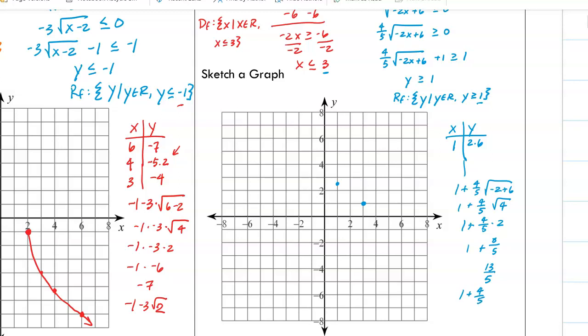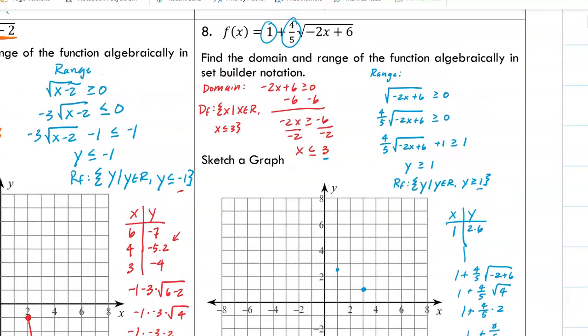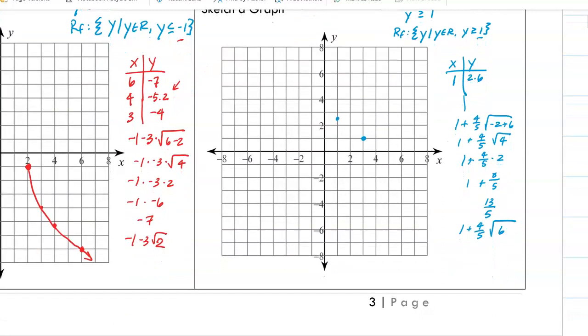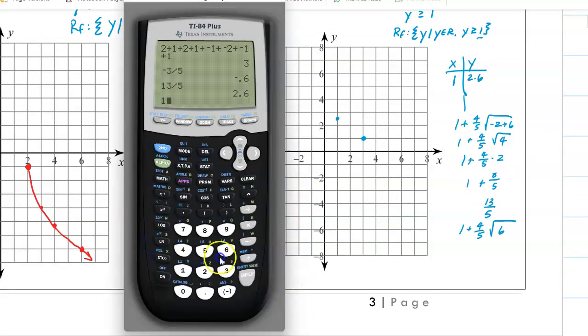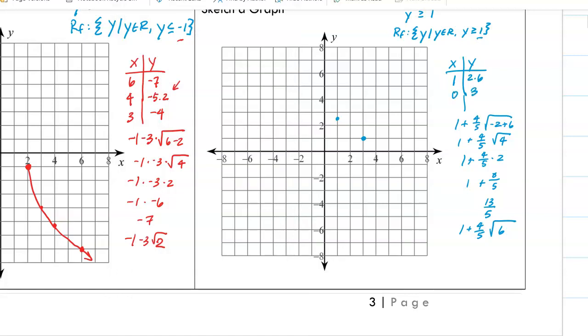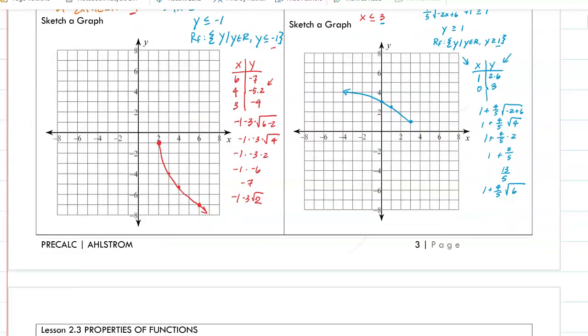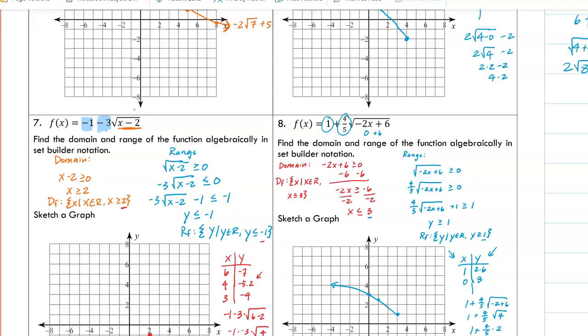Okay, 1 plus 4 over 5 times the square root of negative 2 times x, that's going to take that and make it 0, plus 6. So the radicand is going to just be the square root of 6. And so I get 1 plus 4 divided by 5 times the square root of 6. It's around 3. So when I put a 0, I get somewhere around 3. 0, 3. Okay, it's starting to look like it's going to curve. Whoops. It's going to curve this way like this. Okay, once again, the table. The value of the table. Okay, I think that's all for 2.2. Good job, guys.